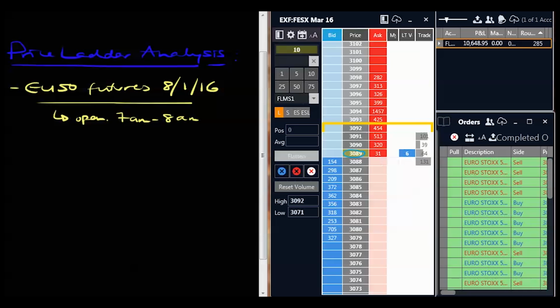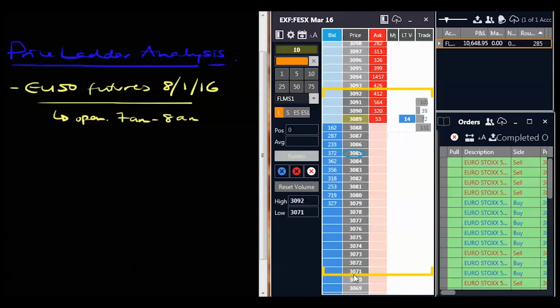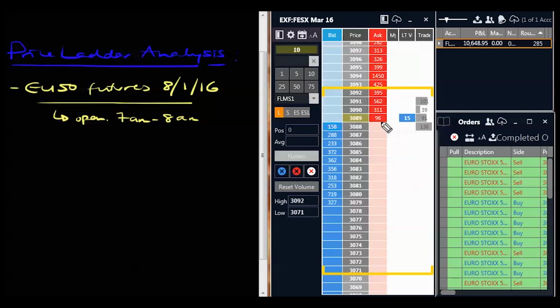We can see the high of the day is currently set in at 30.92s, and the low of the day at 30.71s. Now the first and foremost thing, what sticks out to you like a sore thumb? Well, if you've been watching price ladders for quite a while, especially in the futures session, you've seen quite low bids and offers, so the average bid and offer is quite low: 200, 200, 370, 360, about 320, 300, 570, 700 here is sizable down here at 380s.